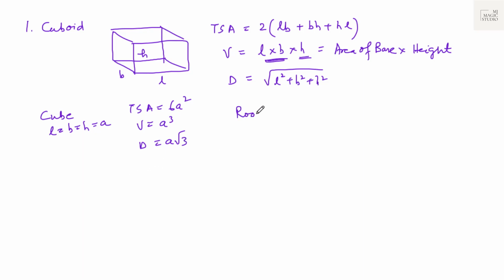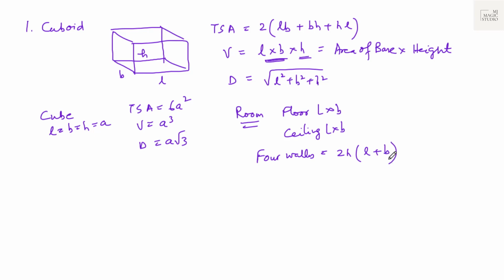Okay. If we have a room, we know a room has 4 walls and a ceiling. So, floor area is L into B, ceiling is also L into B, then area of the 4 walls would be twice H into (L plus B). See, they ask many a time what is the area of the 4 walls, what is the cost of the painting on the 4 walls. In that case, don't take floor and ceiling, but volume of the room will remain the same as L into B into H.